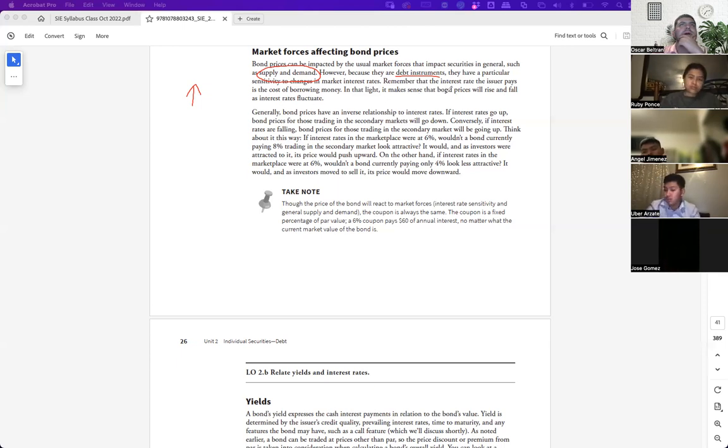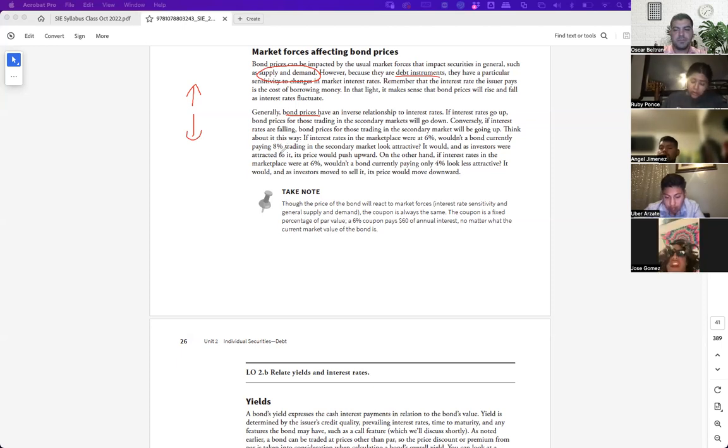Here it is. Bond prices will rise and fall if interest rates fluctuate. Bond prices have an inverse relationship to interest rates. So it's very, very important that you guys understand this for the exam: bonds are going to have an inverse relationship to interest rates. So if interest rates are going up with the Feds, then your bond is going to go down. If interest rates go up, bond prices for those trading in the secondary market will go down. Okay, let's keep going.